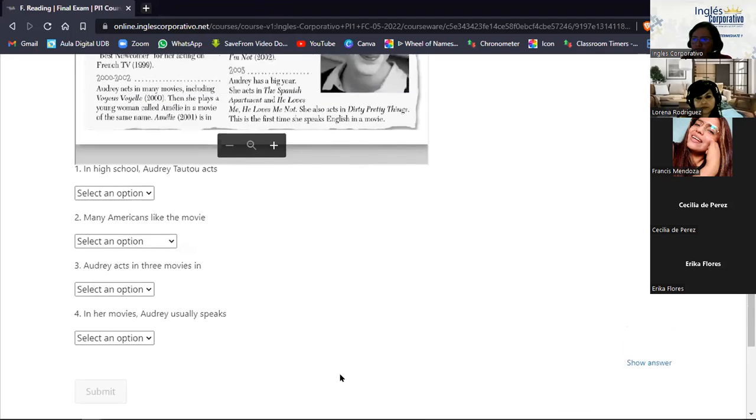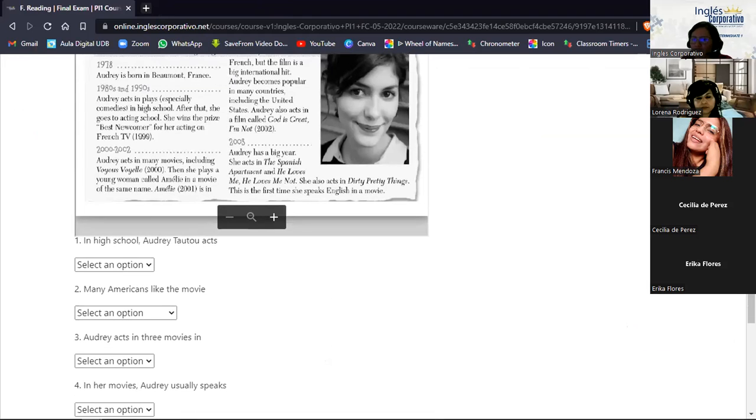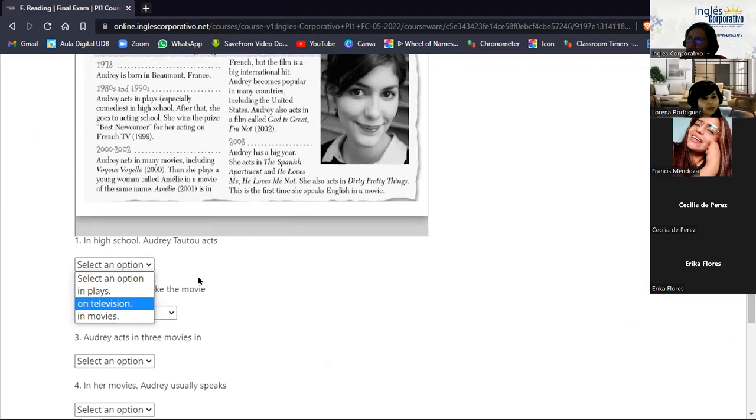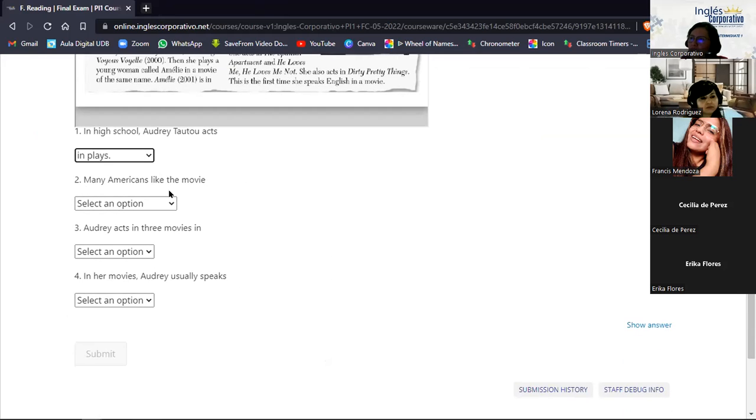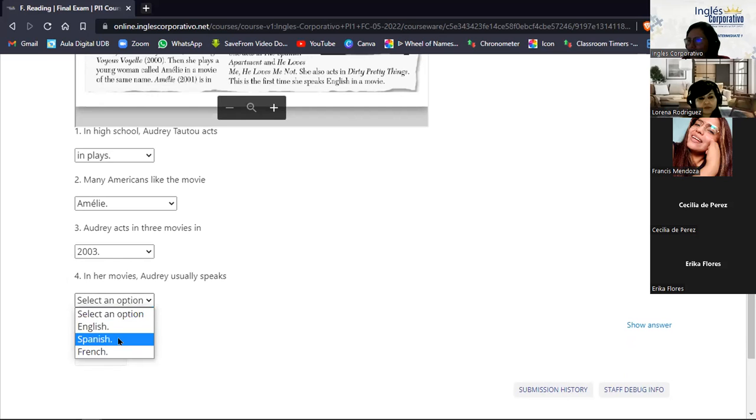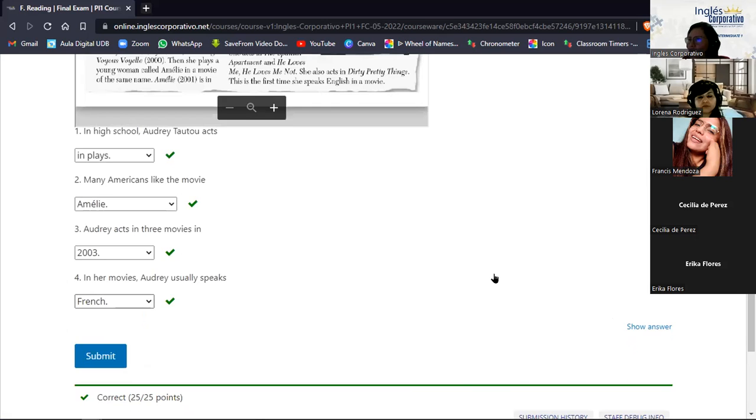So now, guys, that we have read the article, I know you have already read it and finished it, right? Let's go ahead and select. In high school, Audrey Tautou acts in plays, on television, or in movies? In plays. Okay, in plays. Many Americans like the movie Vogel, Amelie, or God is Great, I'm Not? Amelie. Okay. Audrey acts in three movies in 2001, 2003, or 2002? 2003. Very good. Yeah, that's her year, right? And in her movies, Audrey usually speaks English, Spanish, or French? French. Okay. And as you can see, all your answers are correct, guys.